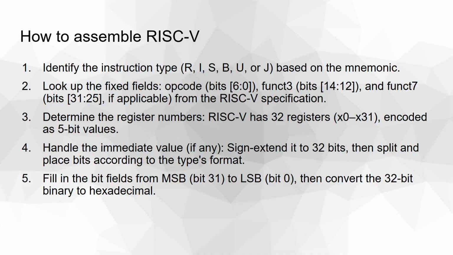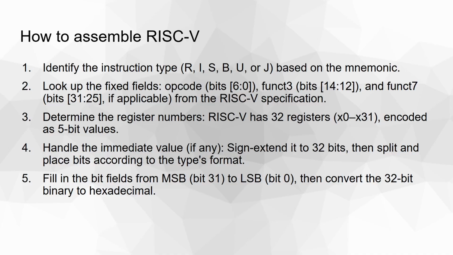And then finally, you can fill it in, most significant bit to least significant bit, and then convert it to hex. The reason you want it in hex is it'll just be a lot easier to read because you'll have a lot less values: instead of 32 ones and zeros, it'll be 8 hexadecimal values or 4 hexadecimal values or whatever it is.